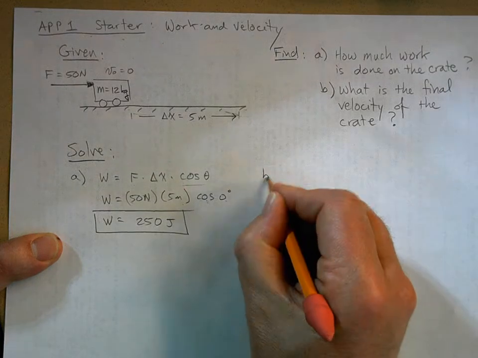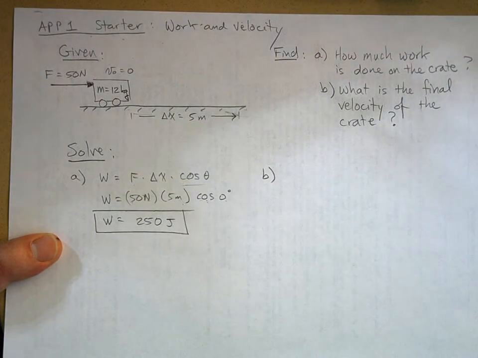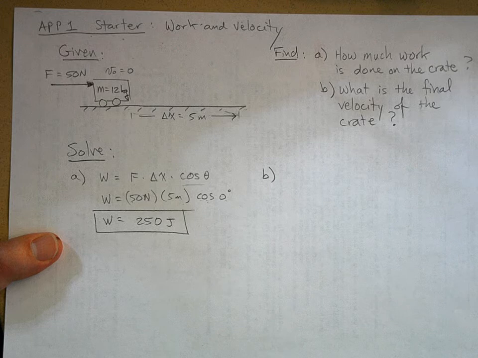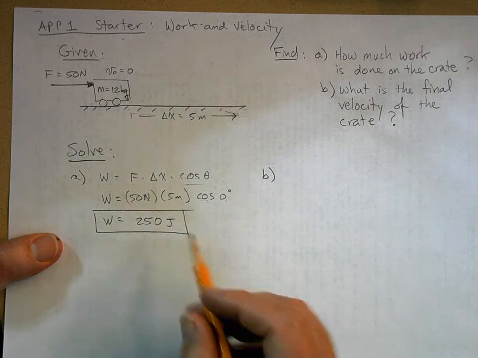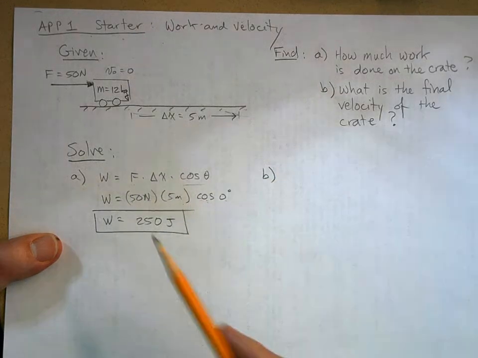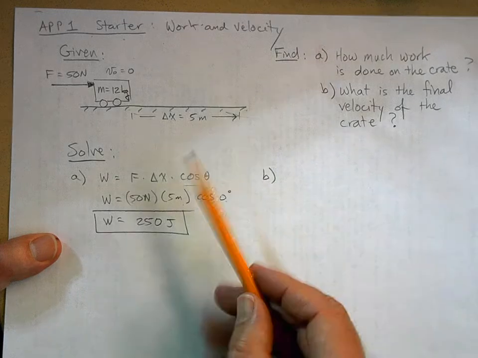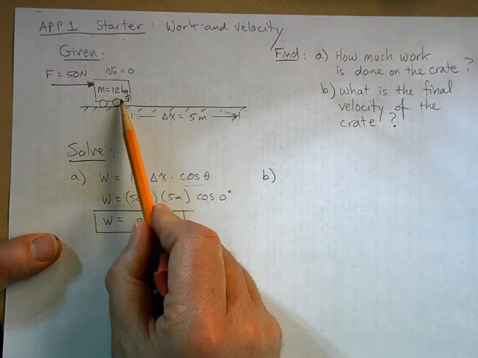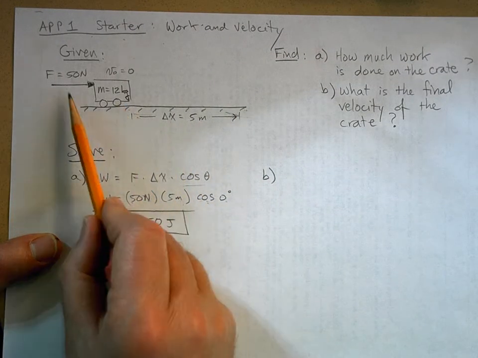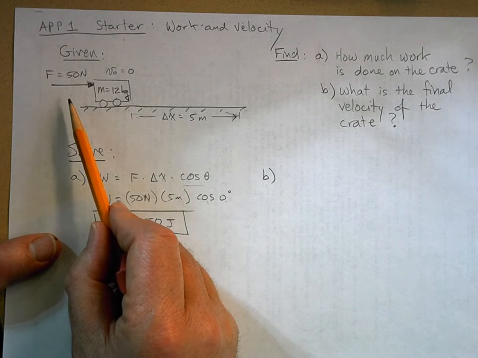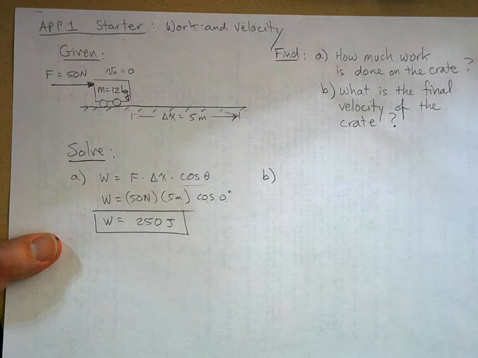Now for part B, we're going to use kinematics this time, but later in the period, we're going to develop a new idea that's going to let us solve this problem a different way. But I want to know, what is the final velocity? Now look at what I know. I know the displacement. I know the initial velocity. I don't know the acceleration, but I can figure out the acceleration from the force and the mass. What do I not know? I don't know time, and I'm not given the time. I'm not asked for the time.